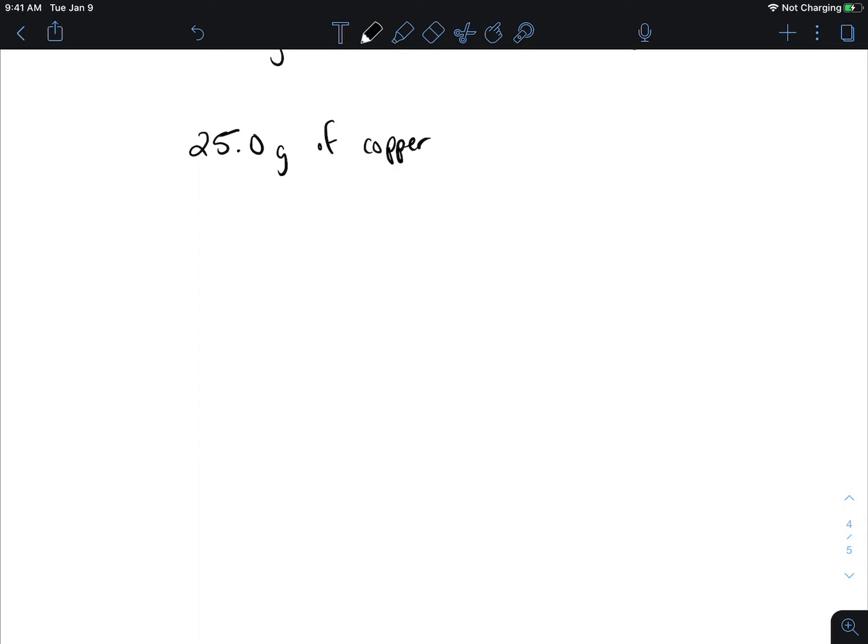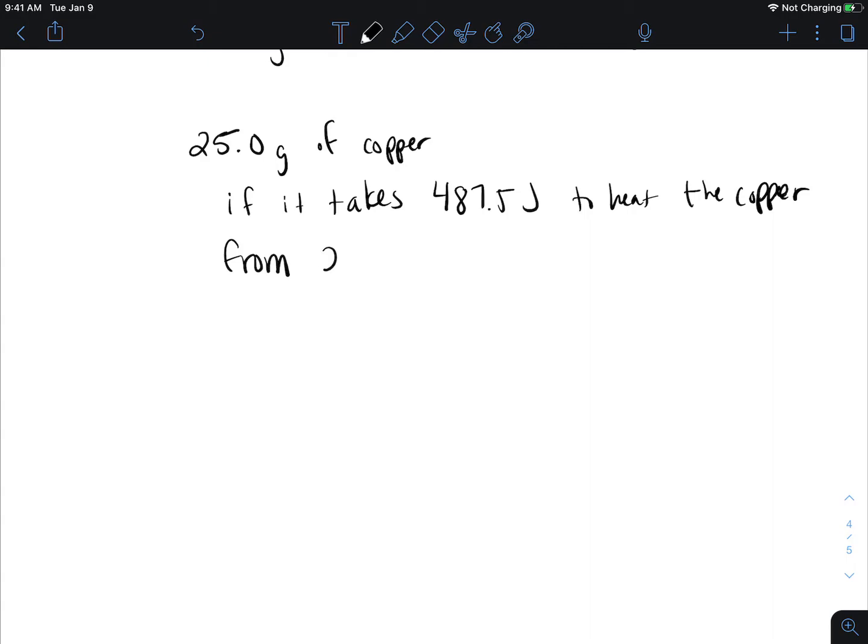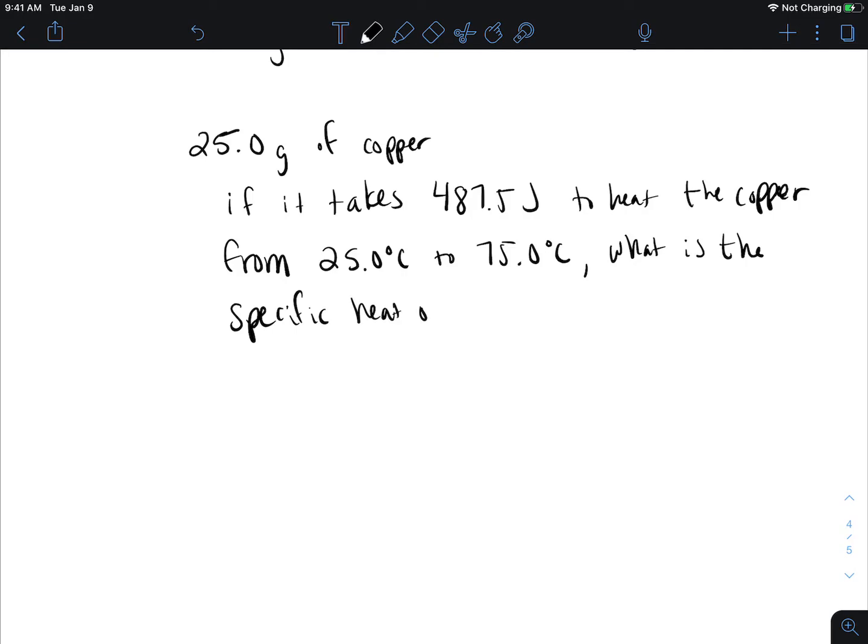So we have 25 grams of copper. If it takes 487.5 joules to heat the copper from 25.0 degrees Celsius to 75.0 degrees Celsius, what is the specific heat of copper? What is its molar heat capacity?